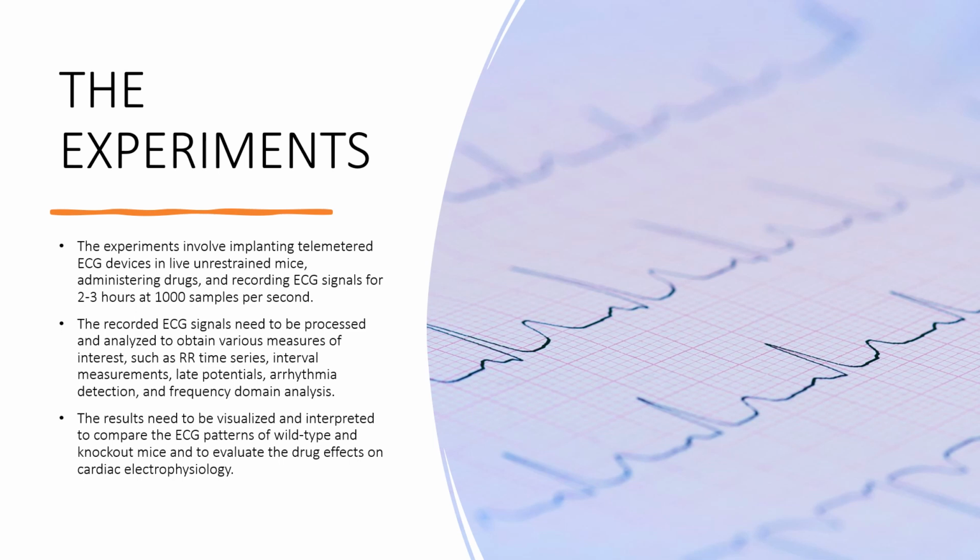The recorded ECG signals need to be processed and analyzed to obtain various measures of interest, such as RR time series, interval measurement, late potential, arrhythmia detection, and frequency domain analysis. The results need to be visualized and interpreted to compare the ECG pattern of wild type and knockout mice and to evaluate the drug effects on cardiac electrophysiology.